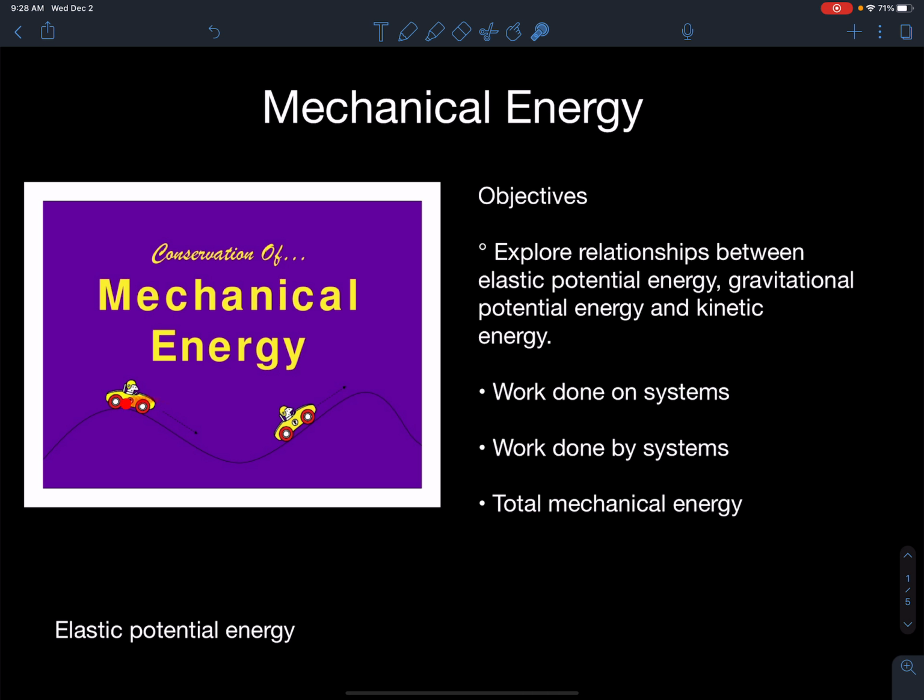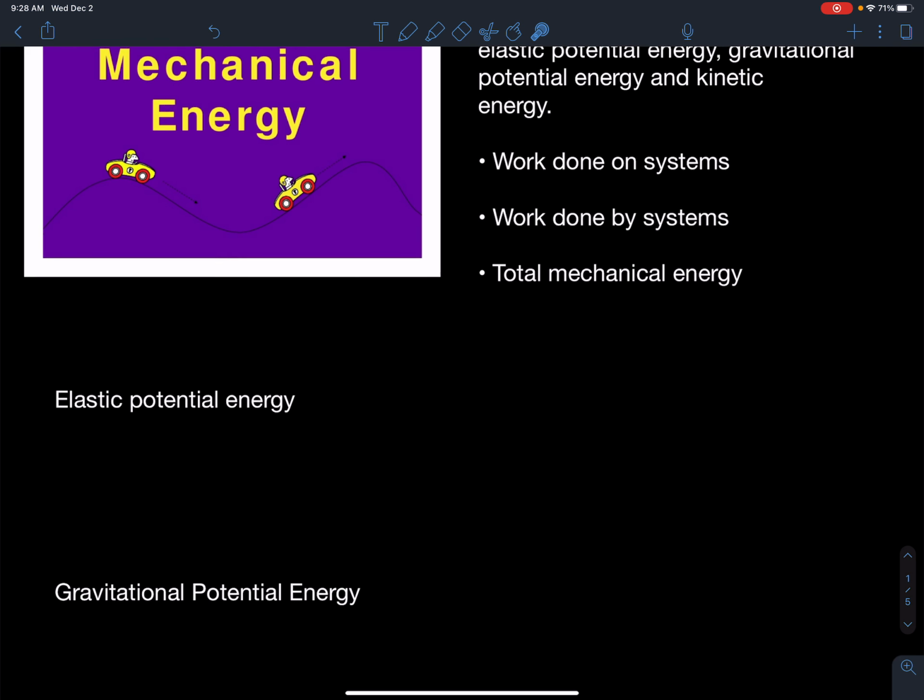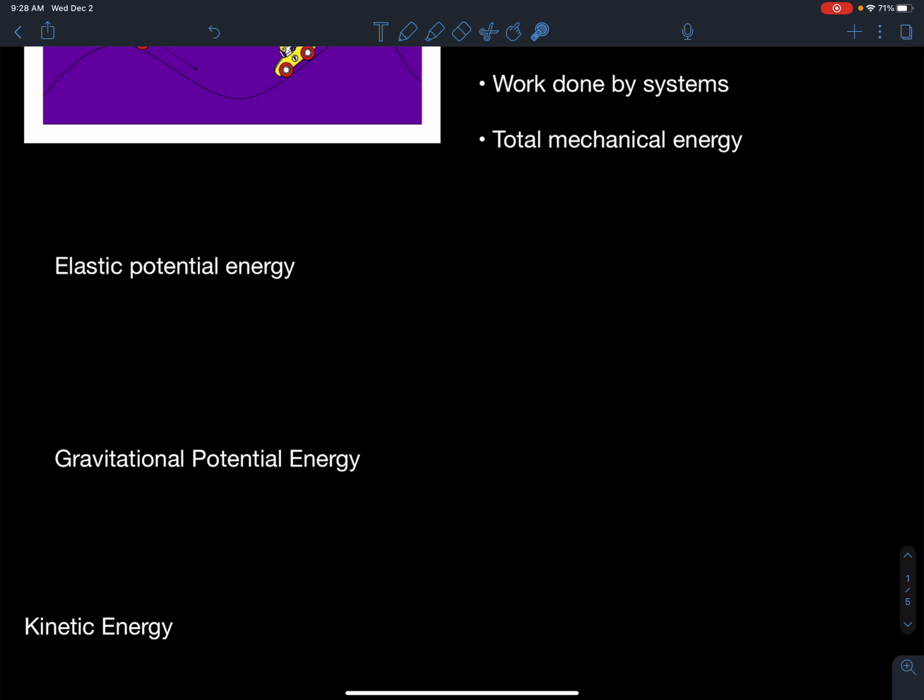Remember, a lot of these problems involve cars or roller coasters going up and downhill, where gravitational potential energy is converted to kinetic, back to gravitational. Let's look at the three types of energy I want to work on in this video. Elastic potential energy, which I showed you in a previous video, has a formula like this, where k is the spring constant and x is the displacement of the spring from equilibrium. So how much I stretch or compress the spring tells me how much work I did and how much energy is stored in the spring.